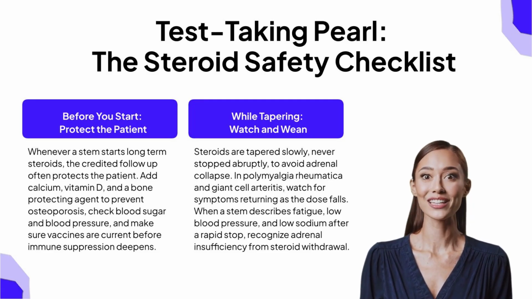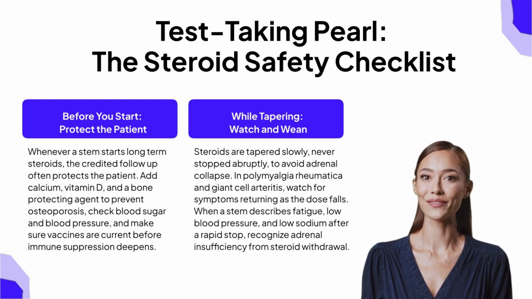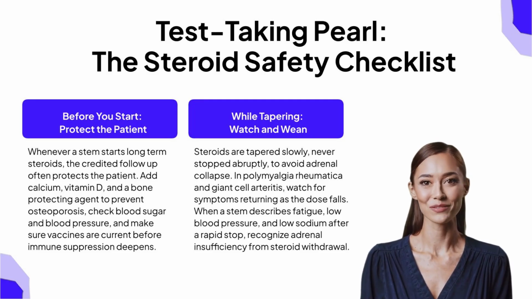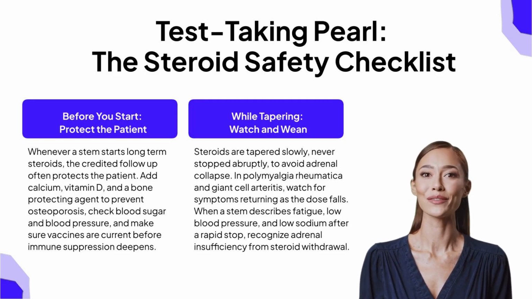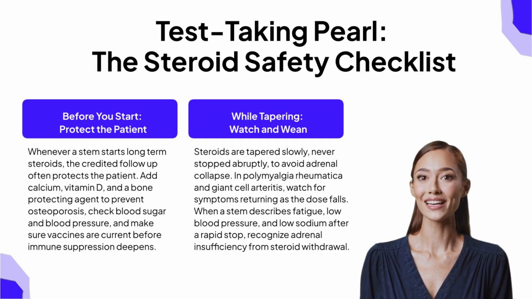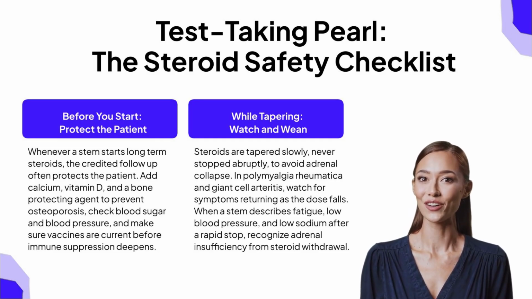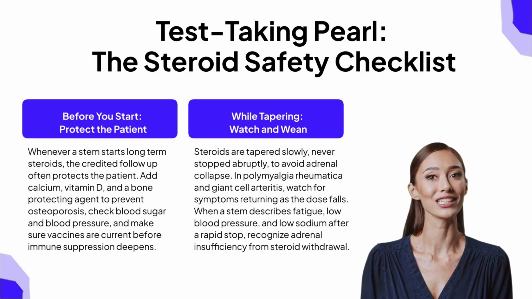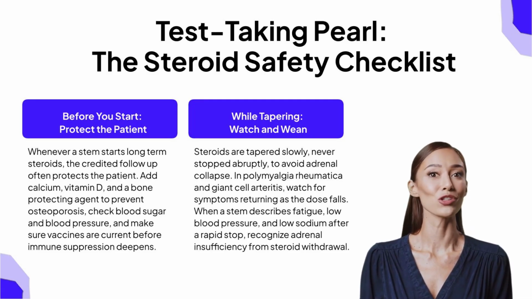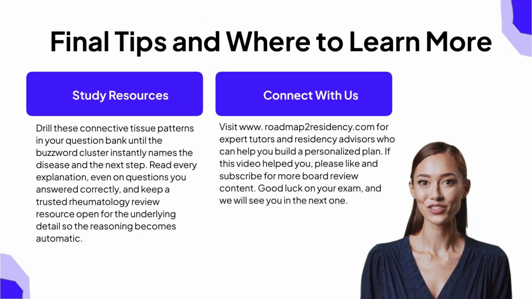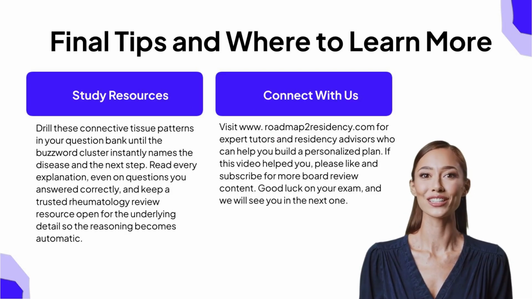Steroids are lowered slowly and never stopped abruptly, because a sudden stop can cause adrenal collapse. In polymyalgia rheumatica and giant cell arteritis, watch for symptoms returning as the dose falls. And when a stem describes fatigue, low blood pressure, and low sodium after a rapid stop, recognize adrenal insufficiency from steroid withdrawal. That wraps up our review of connective tissue disease question strategy.